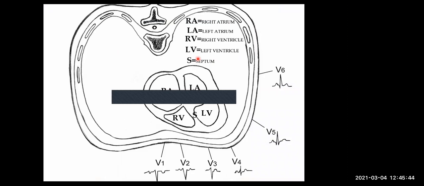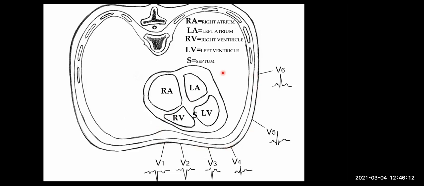So now we've got the heart, and basically we're looking at it from the top down. You can imagine that we've chopped this person off at the head, and we're looking down through the body. So your belly button would be here at the front, and your back would be there. So this is what we're talking about. We've got the right ventricle, right atrium, left ventricle, and the septum. And then we see how our leads are orientated around there.